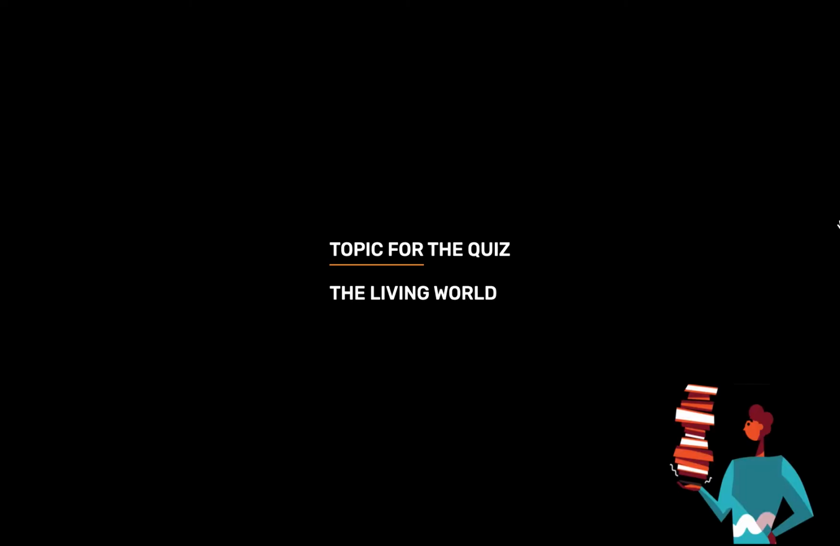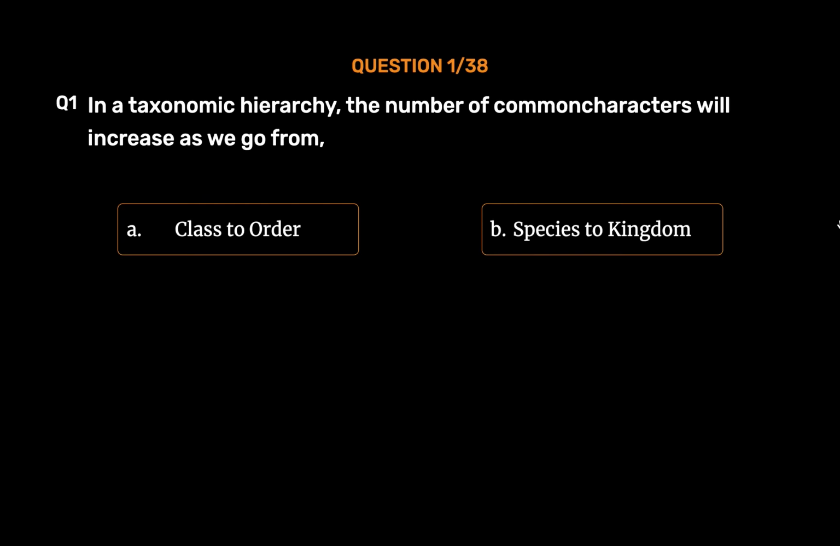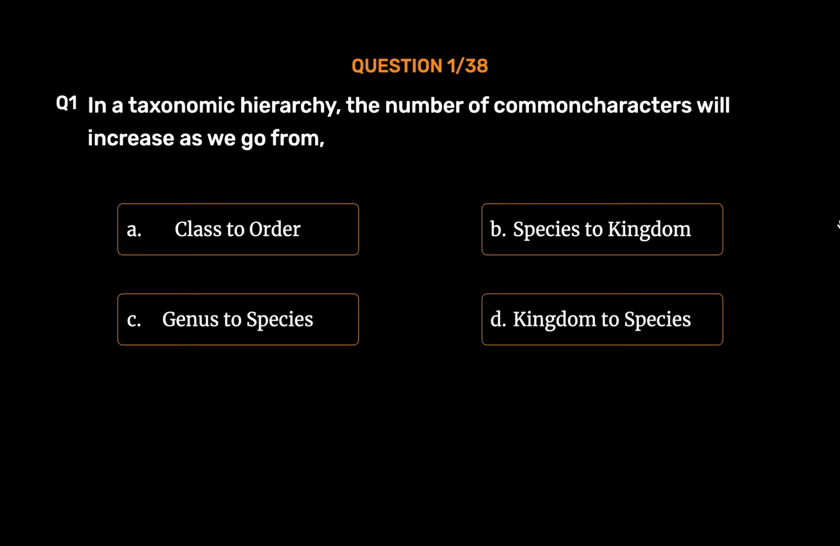Quizzes. The living world. Question number 1. In a taxonomic hierarchy, the number of common characters will increase as we go from Option A. Class to order. Option B. Species to kingdom. Option C. Genus to species. Option D. Kingdom to species. The correct answer is Option D. Kingdom to species.